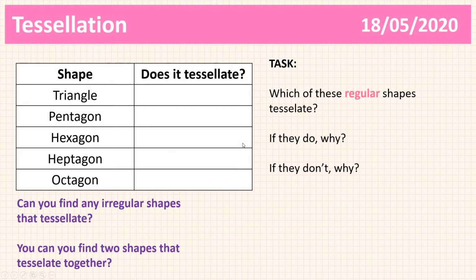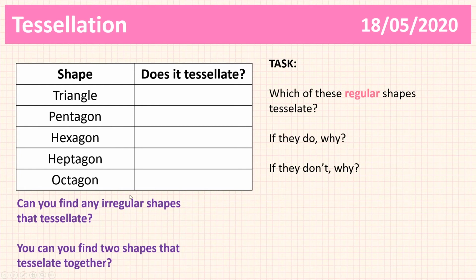So what we would like you to do, and you can spend about 5 or 10 minutes doing this, is using these shapes: a regular triangle, a regular pentagon, a regular hexagon, a regular heptagon, and a regular octagon. Try and see which one of these shapes tessellate and why.